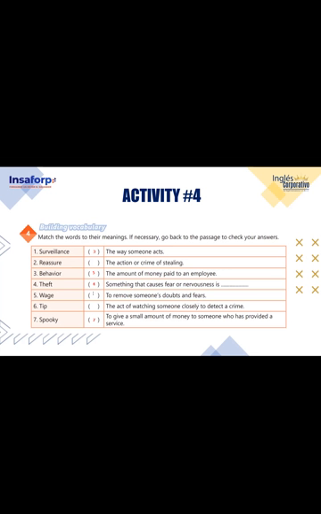Number two. Number two, okay. So then we have to remove this one as well. And we have to put it here, right? Yes, number four. Okay. And we also have to remove this one and put it here, seven. Okay. Excellent. Okay, so we only have two options. The act of watching someone closely to detect a crime. Surveillance. Number one. Very good. Excellent. And the last one, to give a small amount of money to someone who was providing a service. Number six. A tip. Very good.